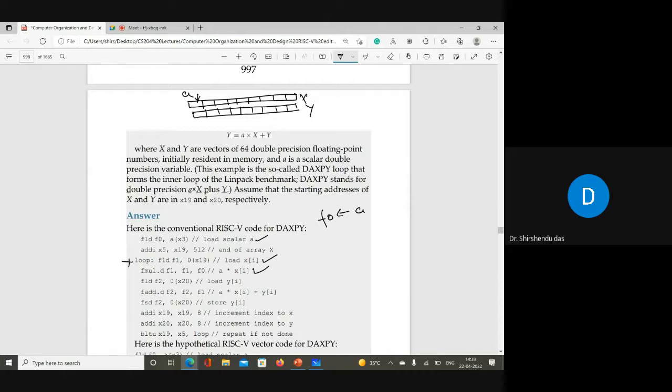Now they need to load y0, so now they are loading y0. Then after that, a into x, this part is already done here. So now they will perform this partial result plus y here. So a into x0 plus y0 is done, so the final result is done. Now this value will be stored here, store yi. So what we have done so far is y0 equal to a into x0 plus y0.